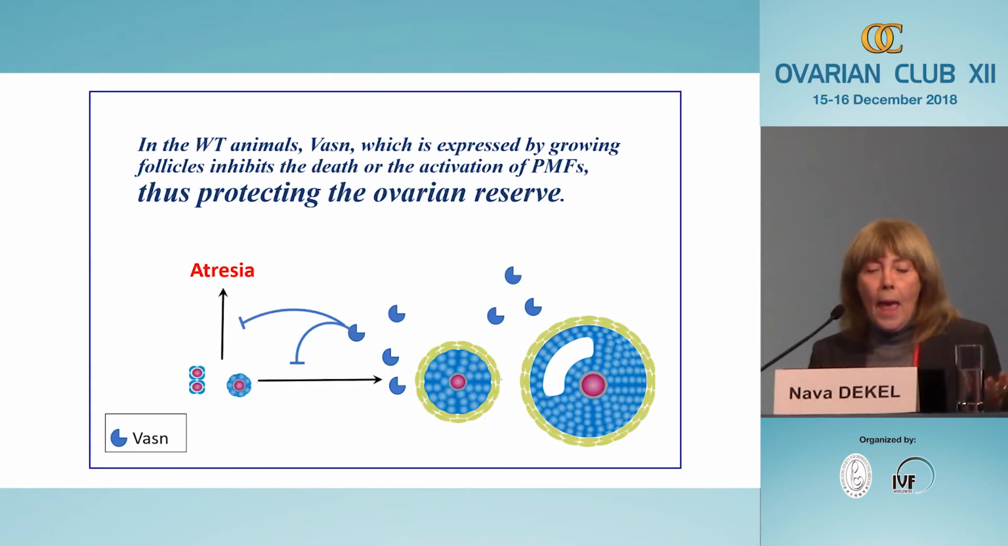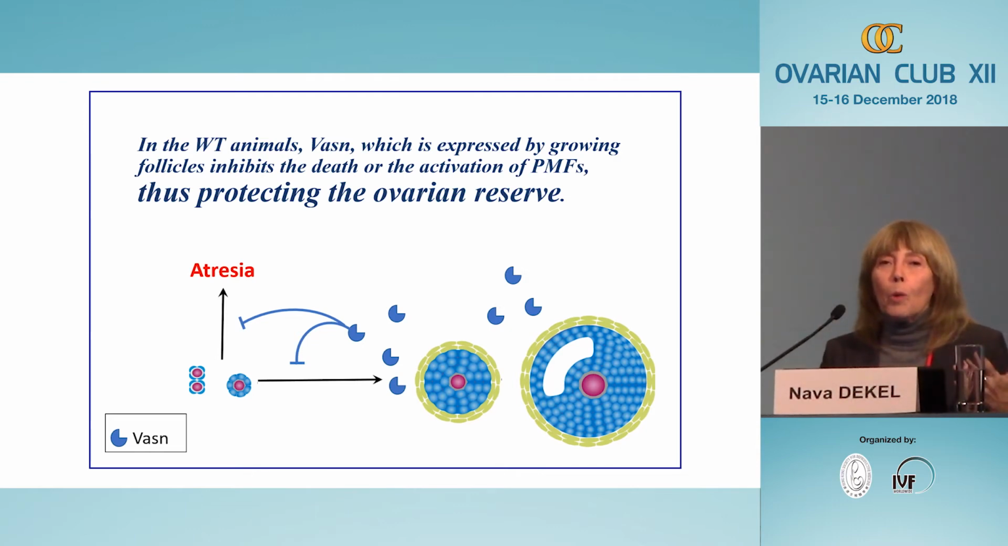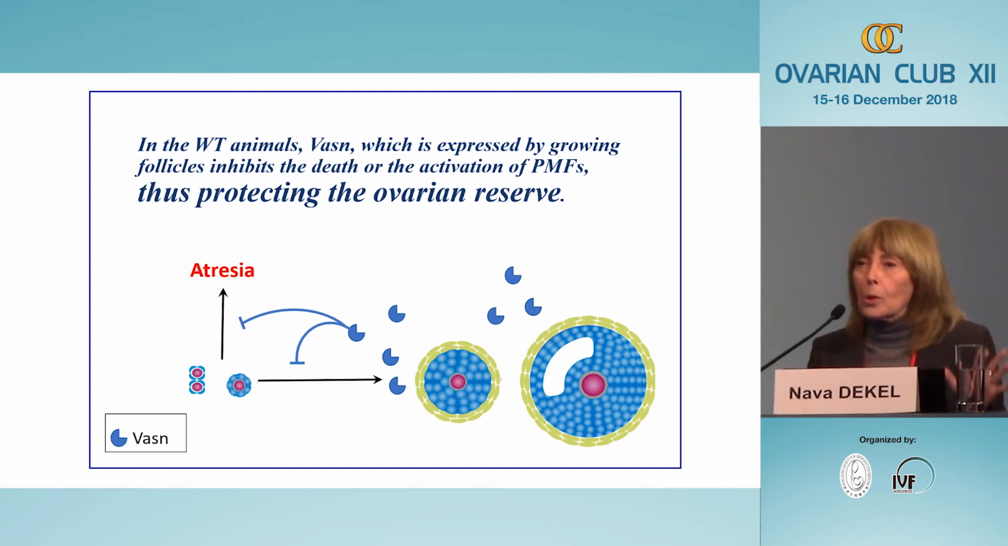And what does it mean? We try to provide a working model for Vasorin in this cartoon. I'm talking now about the wild-type animal, not the conditional knockout. In the wild-type animal, the growing and the early antral follicles do express Vasorin. This Vasorin is suppressing either the recruitment of the primary follicles into the growing pool and/or preventing atresia in these follicles.